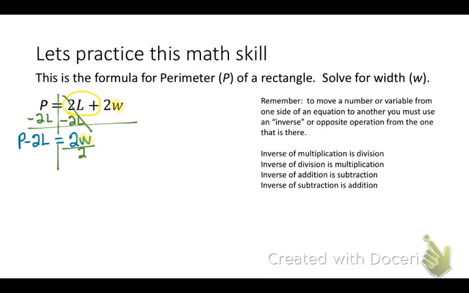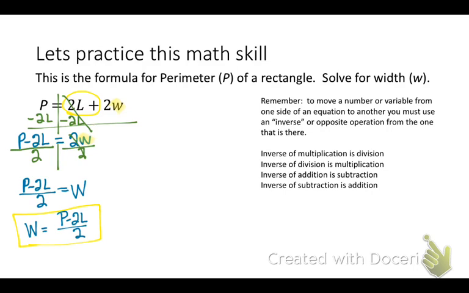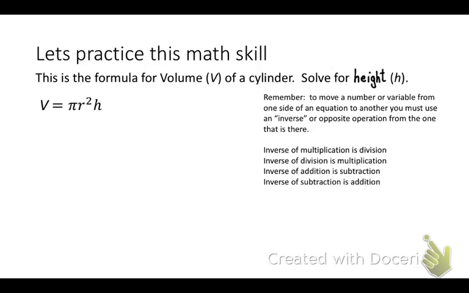Now the real key here is on the left side, I've got an expression. So I must divide everything on that side by 2. So my rewritten formula becomes width equals perimeter minus 2 times the length, that whole quantity divided by 2. And again, I could use this to make decisions.